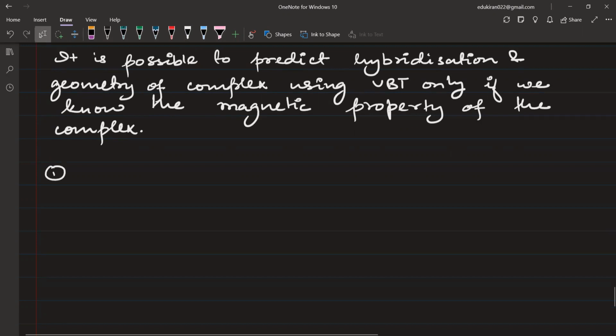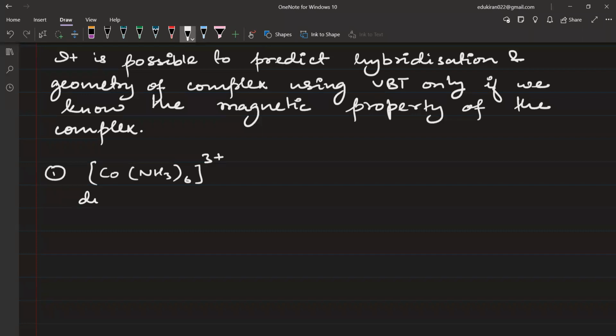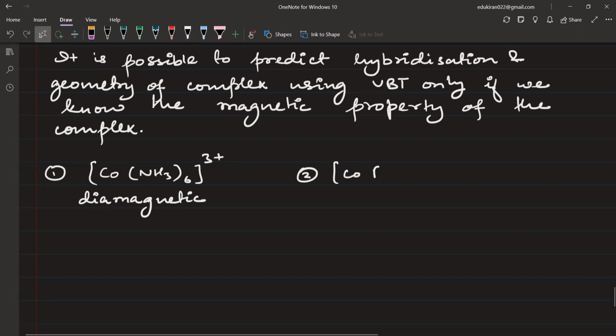First case. I have cobalt NH3 6, and this has a charge of 3+. Okay, they will give you the formula. After that you will need the magnetic property. It says it is diamagnetic. Second, we have cobalt F6 3 negative. It is paramagnetic.